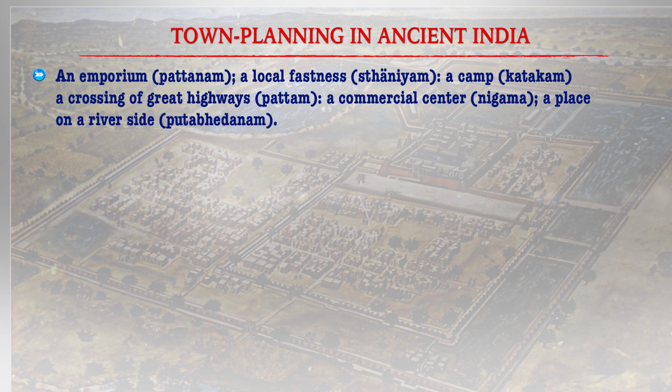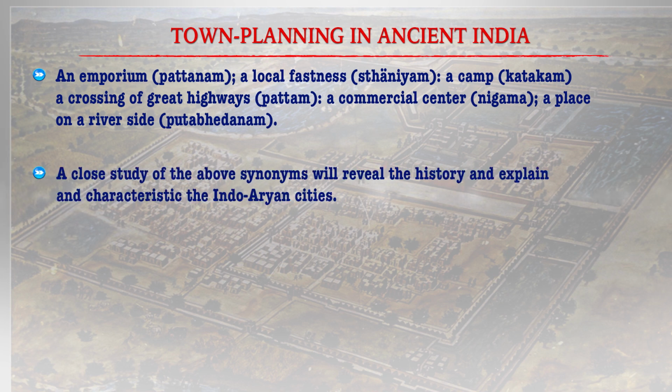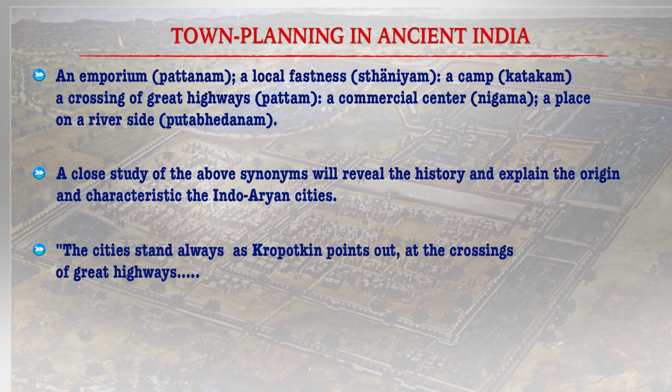These all have been described in ancient Indian texts as important urban centers. A close study of the above synonyms will reveal the history and explain the origin and characteristics of Indo-Aryan cities. The cities stand always, as Kropotkin points out, at the crossing of great highways.